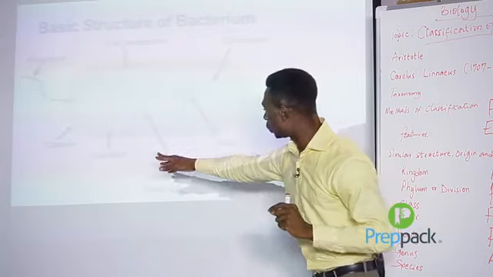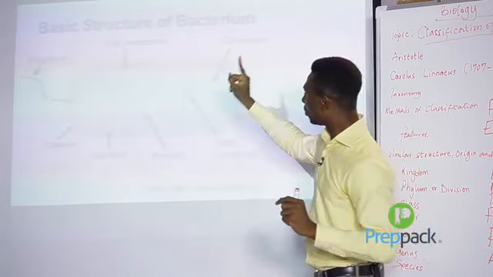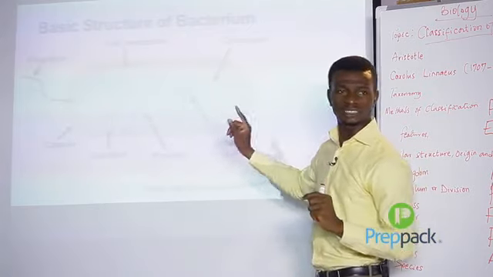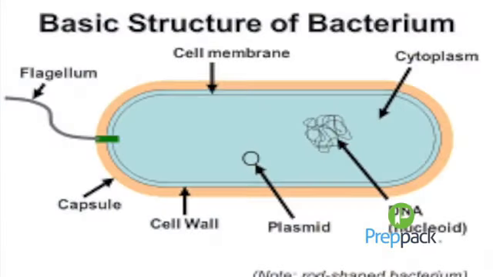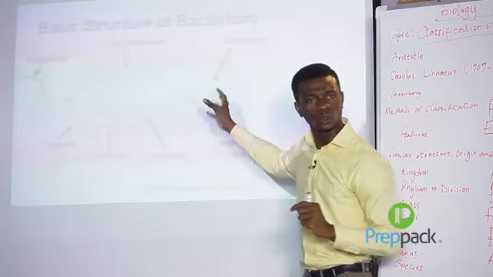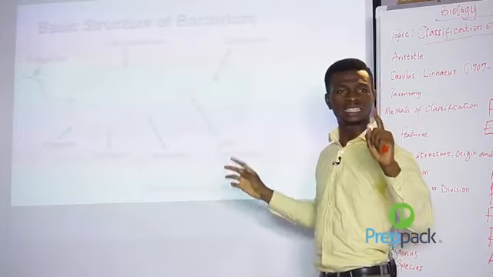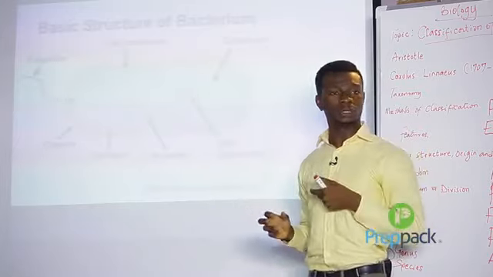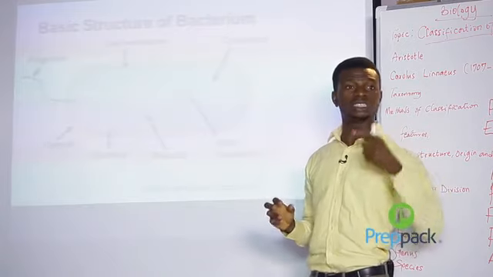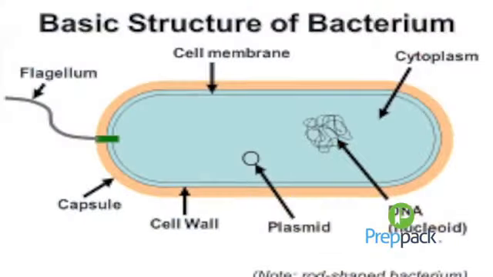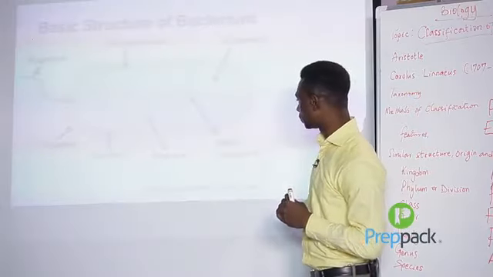You have the cell wall. Remember, a bacteria has a definite cell wall. You have the plasmid, the DNA, which is not enclosed. Remember that the DNA is actually a nuclear material, but it is not enclosed in a nuclear membrane. That is why it is called a prokaryotic organism. Don't forget that. And of course, the cytoplasm.